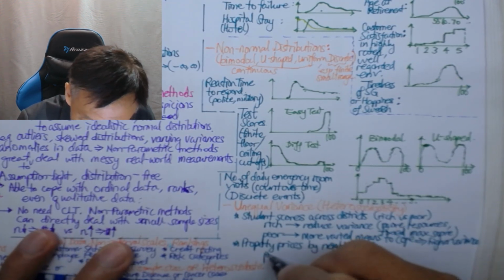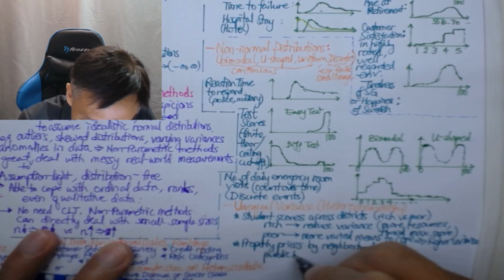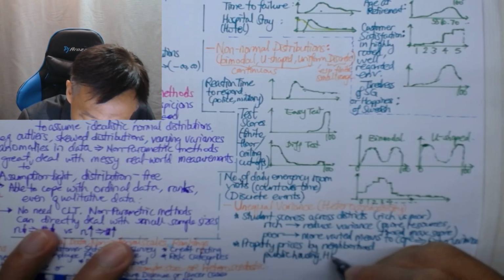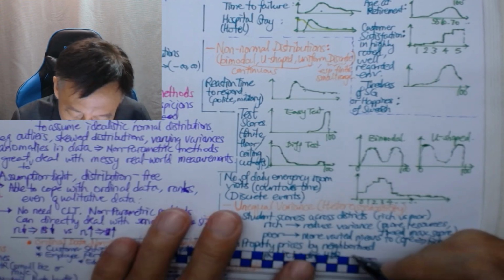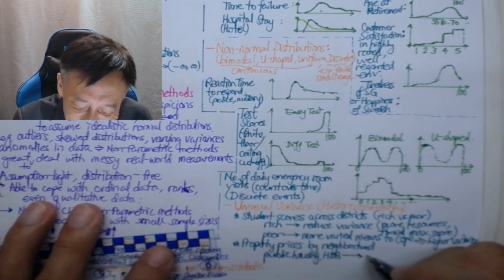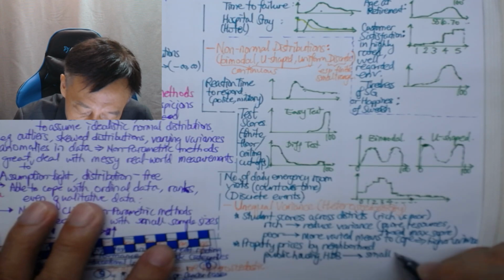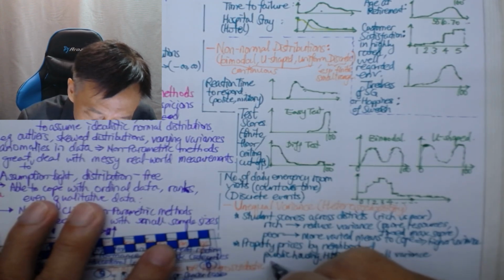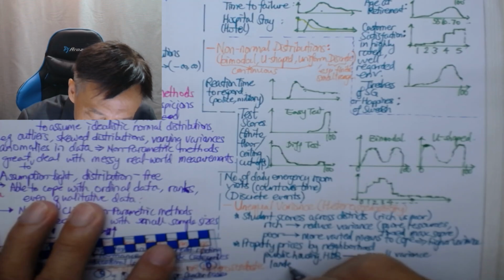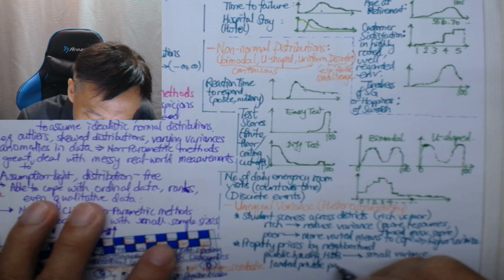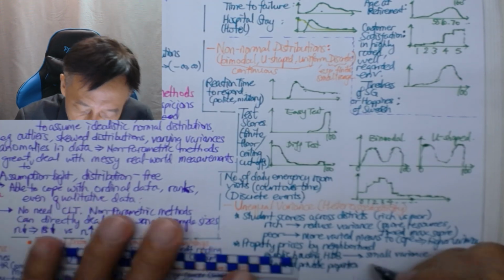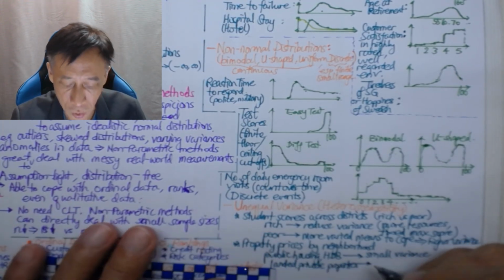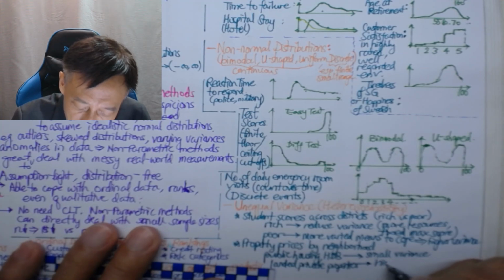So that's why public housing prices, like for example HDB, right? We will say they have smaller variance compared to landed private properties. There will be sky's the limit, right? So therefore, high variance.